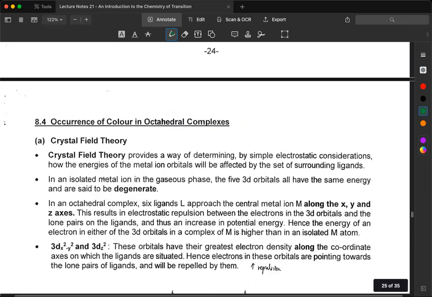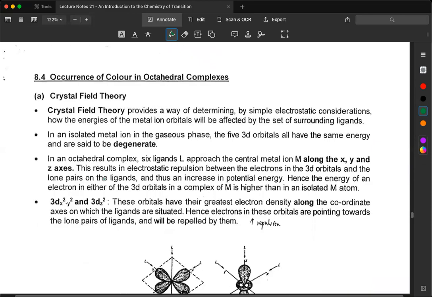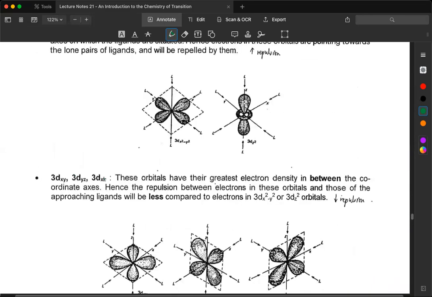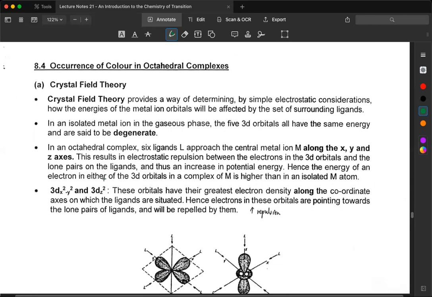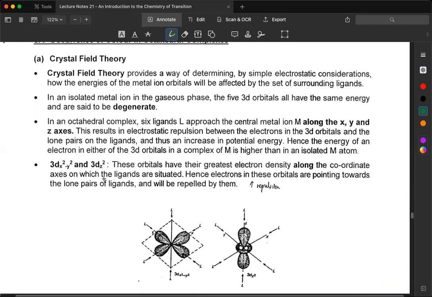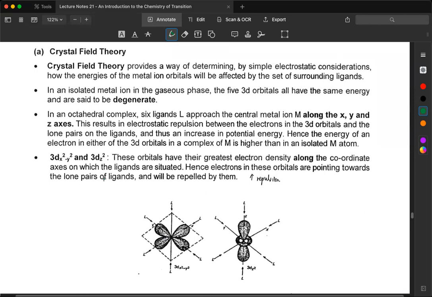Now, we're going to look at why there is color in octahedral complexes, looking at crystal field theory. Crystal field theory provides a way of determining, by simple electrostatic considerations, how the energy of the metal ion orbitals will be affected by the set of surrounding ligands. In an isolated metal ion in the gaseous state, the five 3d orbitals are of the same energy and are said to be degenerate.